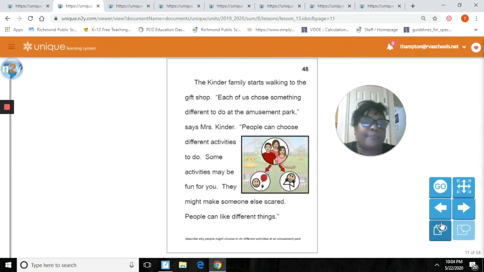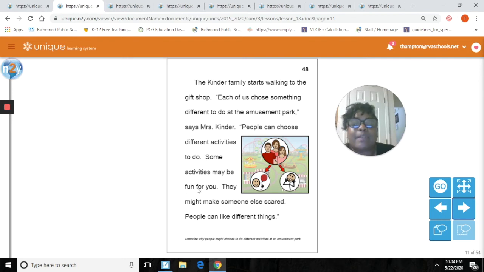Let's begin. All right, so the Kinder family starts walking to the gift shop. Each of us chose something different to do at the amusement park, says Mr. Kinder. People can choose different activities.